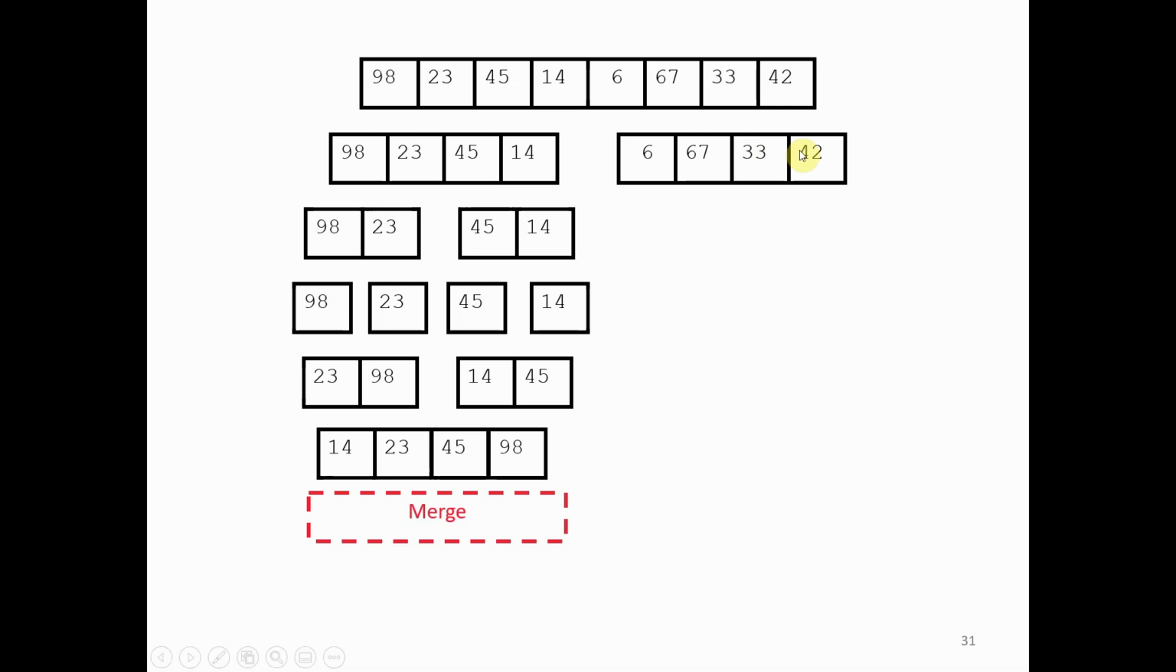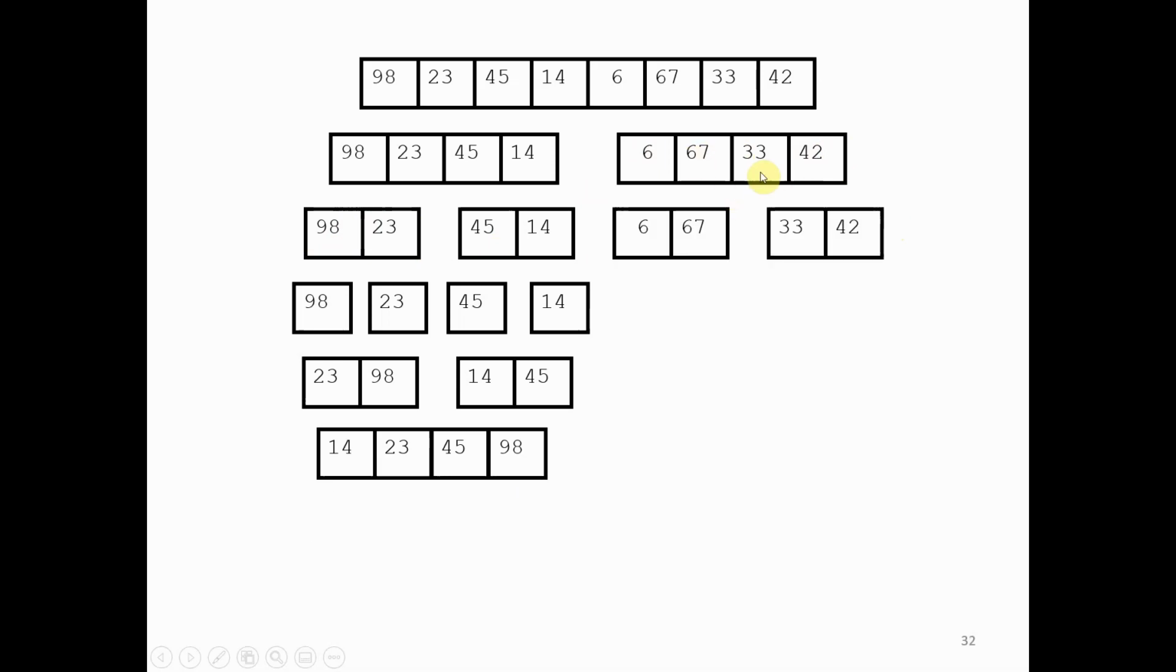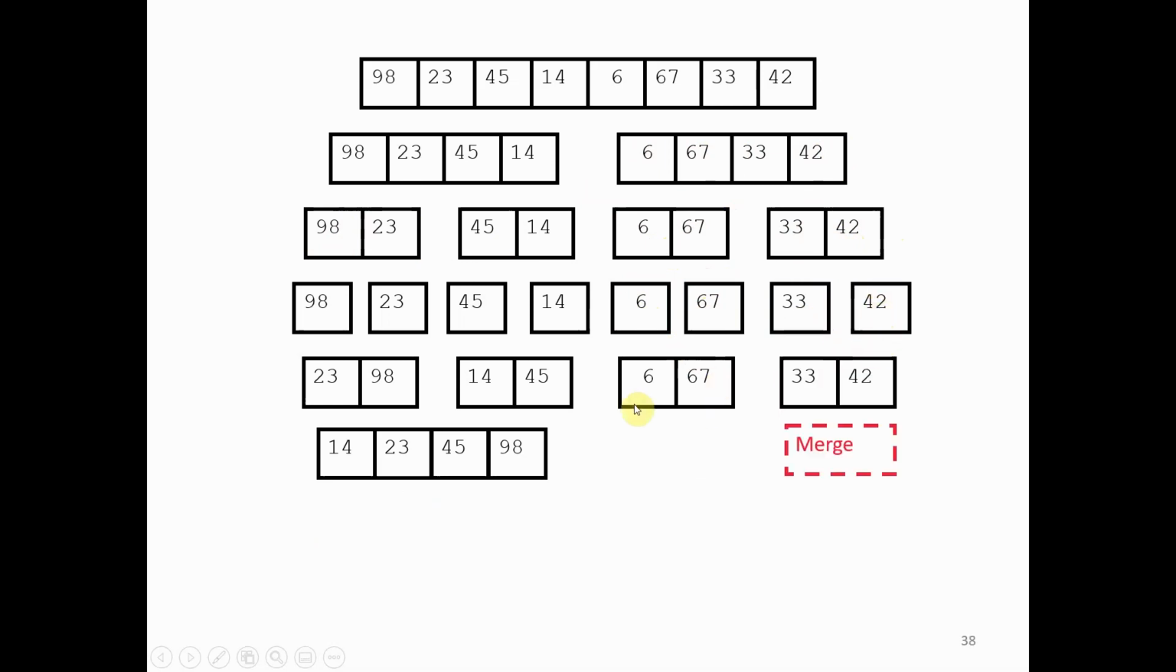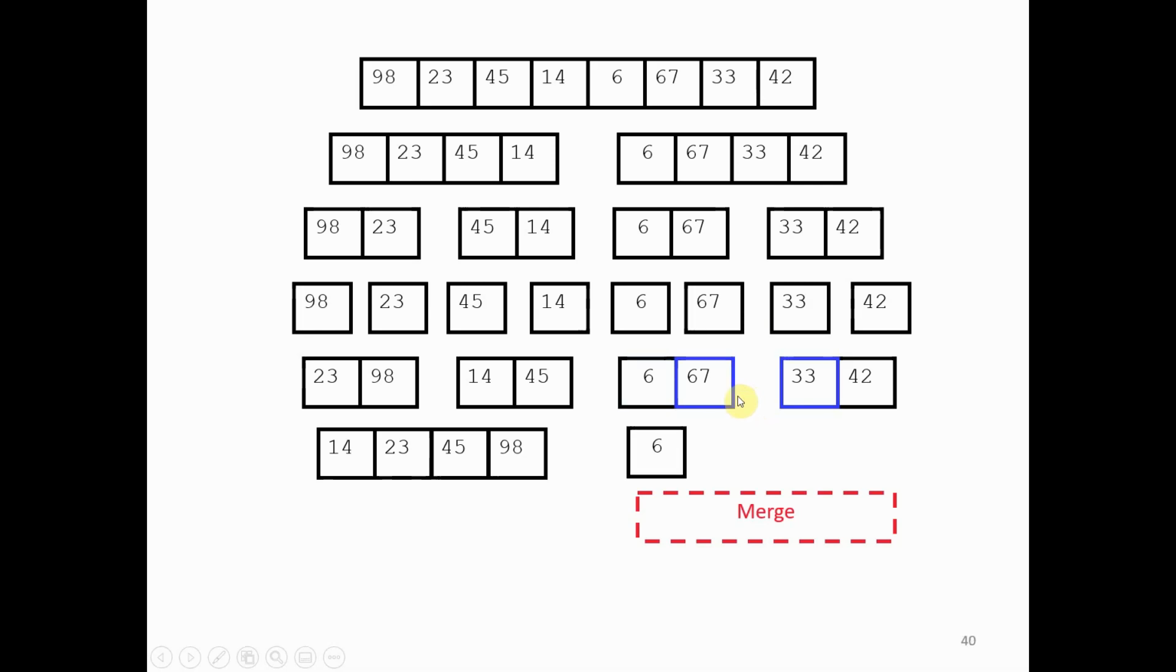Now we have to sort this one, the second subarray. We're gonna apply exactly the same approach. So divide it into two, sort this one. I don't know how to do it, so divide it into two subarrays, merge them. Now we have to sort this one, divide it into two. This is sorted, merge them.